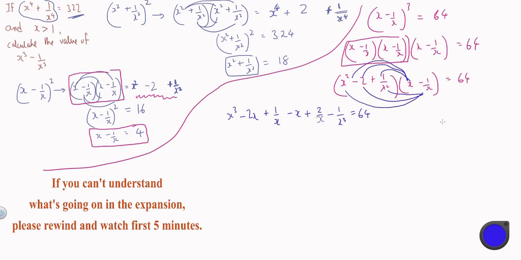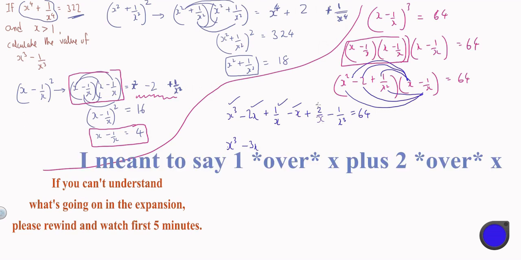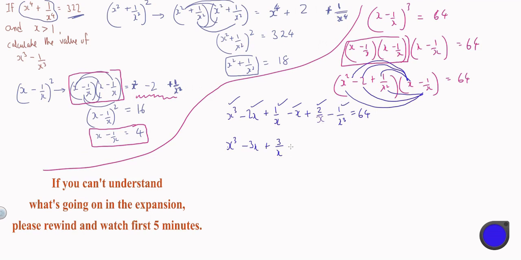What I can do now is simplify, collecting like terms. So you've got x cubed by itself, minus 2x over here, minus 2x take away 1x is minus 3x. Then you've got 1x add 2x. I've covered this in the first 5 minutes of the video. 1x add 2x is just 3 over x. And then that one just by itself.